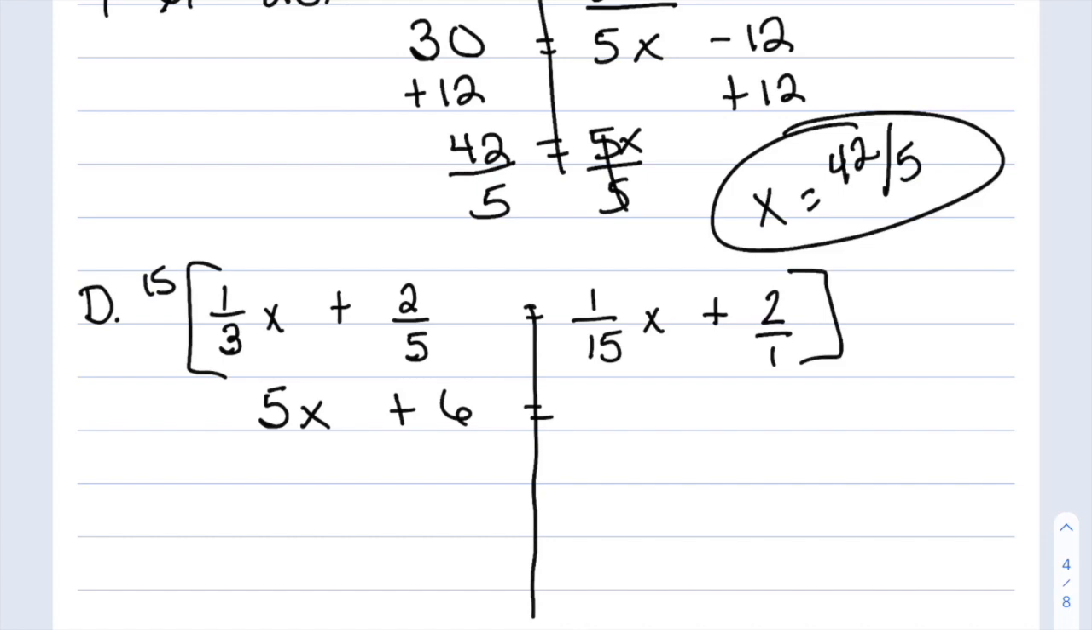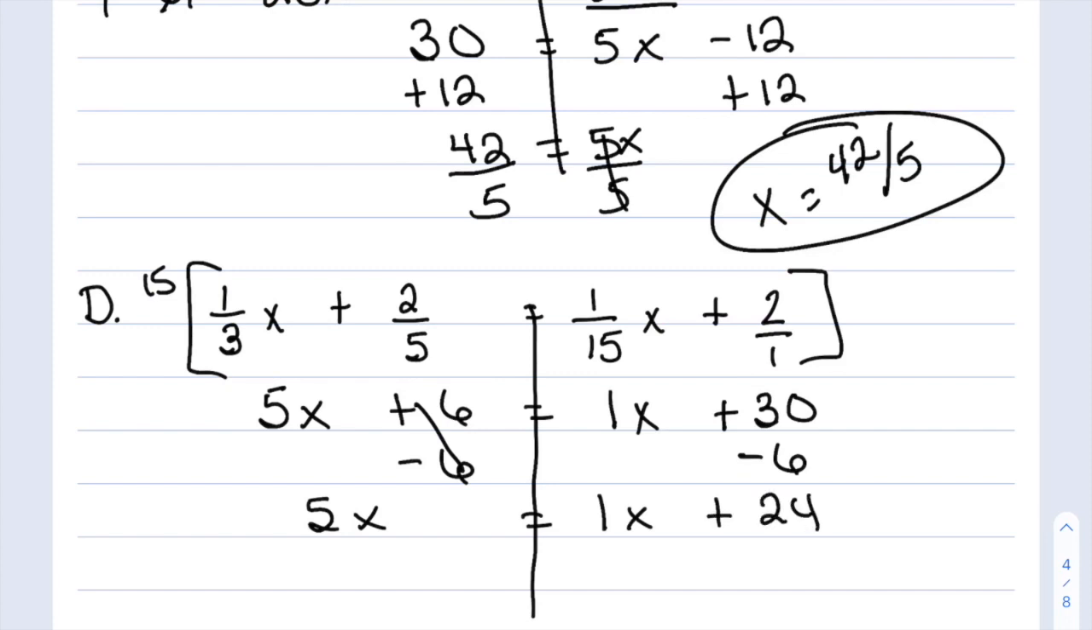My wall there. 15 can go into 15 1 time. 1 times 1 is 1, so I have 1x. And then 1 can go into 15 15 times. 15 times 2 is 30. Now I want to move things left to right. So I'm going to start with my numbers this time. Minus 6. I have 5x on this side. And then I have a 1x and a plus 24. Now I want to move this x over, minus 1x. I end up with 4x equals 24. Divide by my coefficient, and I have x equals 6.